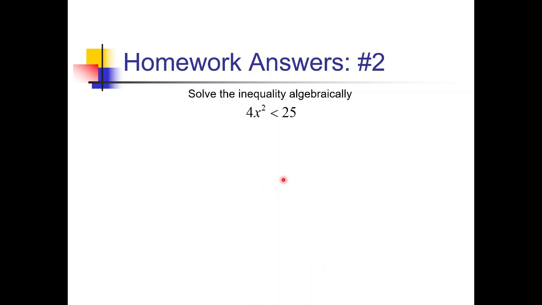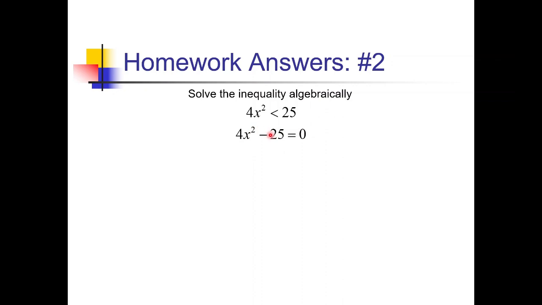On this problem, we're trying to solve this inequality algebraically. So I'm going to zero this out and then maybe factor it. We'll see. To do that, let me subtract 25 from both sides. When I do that, I don't need to worry about the inequality reversing. That's only if I divide or multiply by a negative. So I've got 4x² - 25, and I've set this equal to 0 because I'm going to figure out the roots for this.